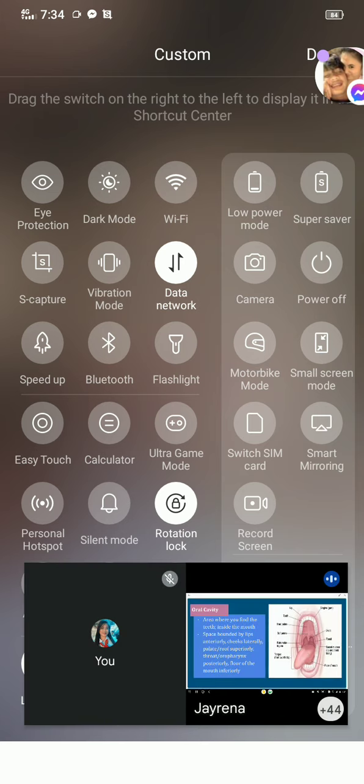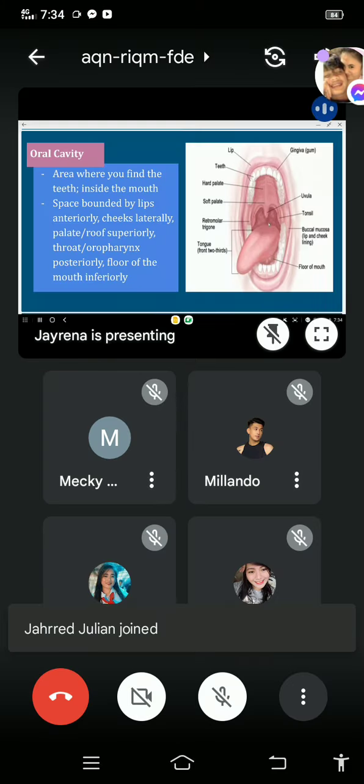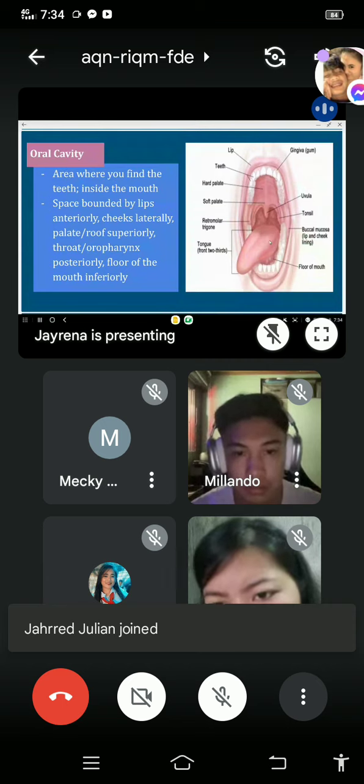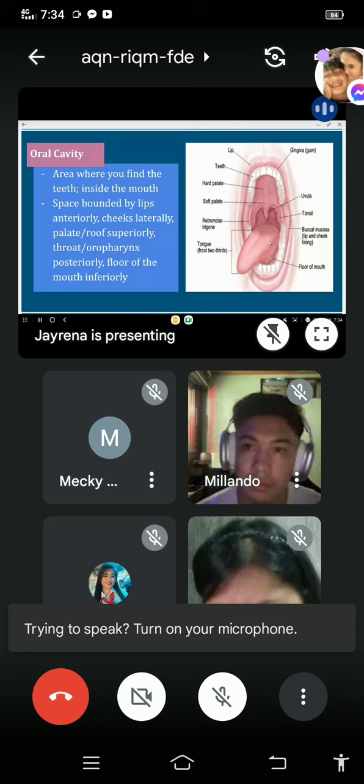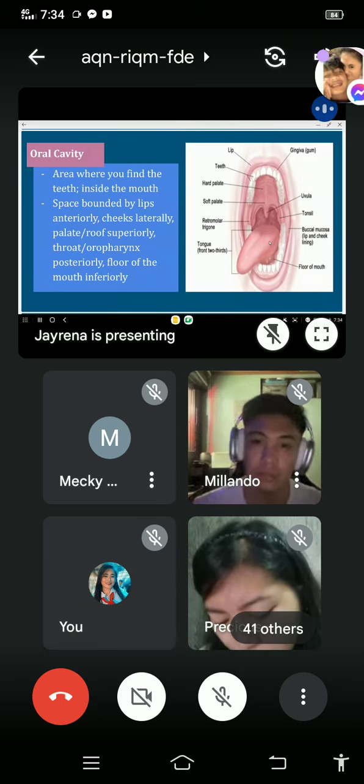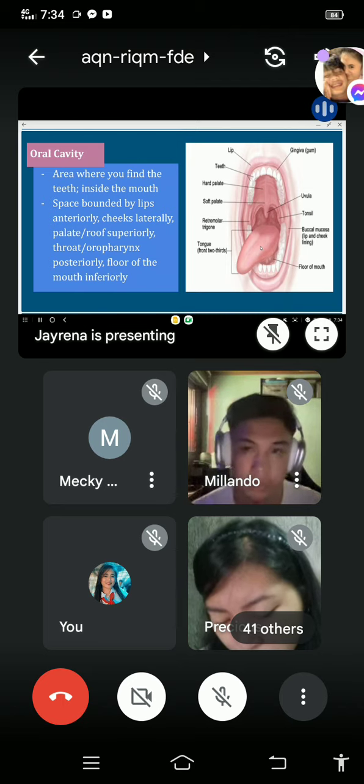We have the floor of the mouth, which consists of the tongue, di ba? And the floor of the mouth is the inferior portion. So pag sinabi mong inferior, baba. Okay, superior taas, palate, inferior baba, tongue, floor of the mouth.